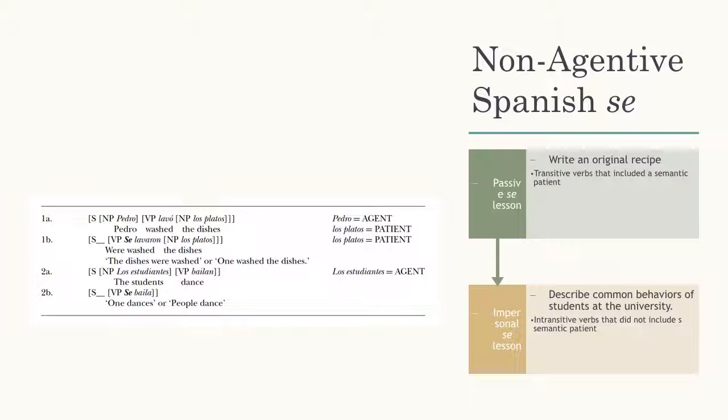Two examples: for the passive se, it would be "se lavaron los platos," which means the dishes were washed. And for the impersonal se lesson, it would be "se baila," which means one dances or people dance.